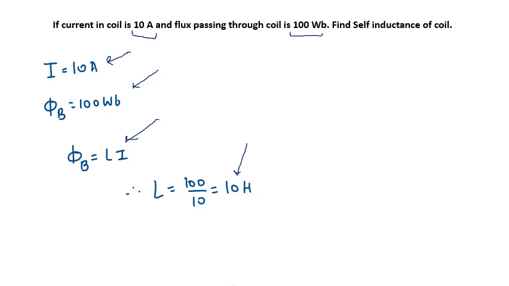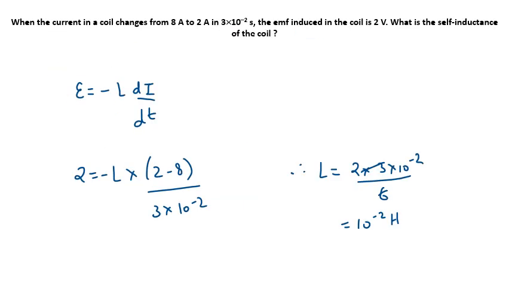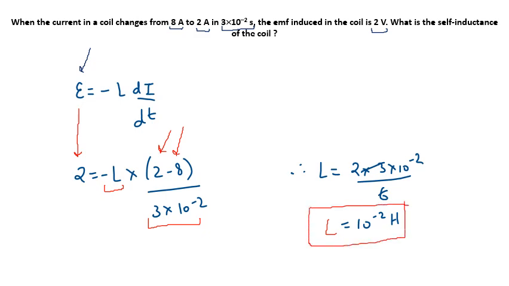Let's take one more numerical. Suppose that when a current in a coil changes from 8 ampere to 2 ampere in 3 into 10 raised to power minus 2 second, induced EMF is 2 volt. What is the self-inductance? So E is minus L dI by dt. We have E as 2 volt, minus L written like that only. Change in current is final current minus initial current, and time is given. So calculating this, we get L equal to 10 raised to power minus 2 Henry. So these two are very important numericals which can come in your exam. So please remember these formulas.